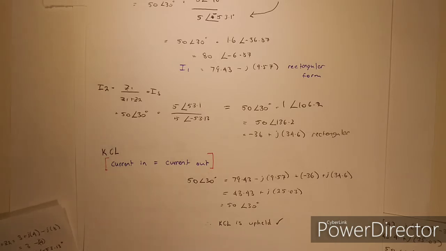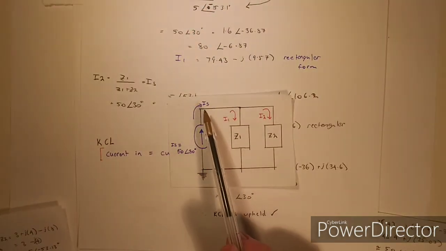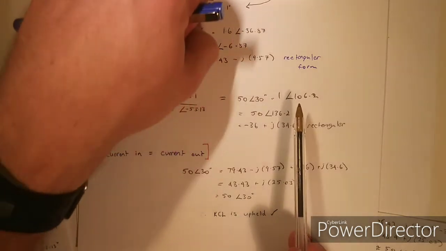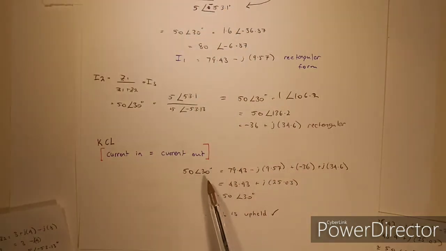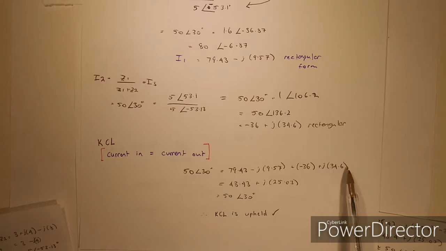Okay, finally, for the last part of the question, we have KCL, which states current in is equal to current out. So showing our original model, we have the current in, which is IS, should be equal to I1 plus I2. Therefore, 50 angle 30 is equal to 79.43 minus j9.57 minus 36 plus j34.6. So adding like terms and converting to polar form, we get 50 at an angle of 30 degrees. Therefore, they're equal and KCL is upheld.